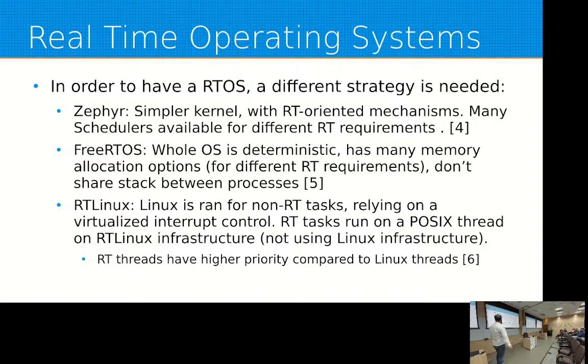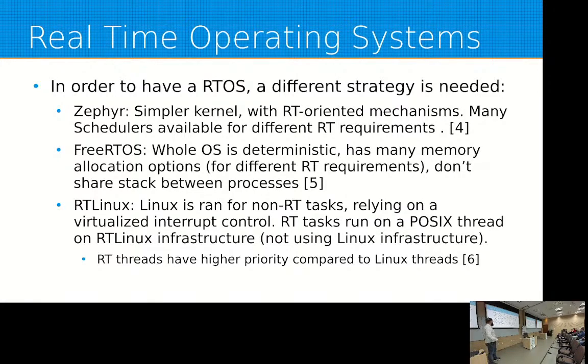Zephyr, for example, has a simpler kernel and a lot of real-time oriented mechanisms like locks and queues. You have many schedulers available for different RT requirements, so you can opt for more performance if your real-time behavior is not hard real-time, for example. In FreeRTOS, the whole OS is deterministic. You have a lot of allocation options, so you can also get better performance depending on your real-time requirements.